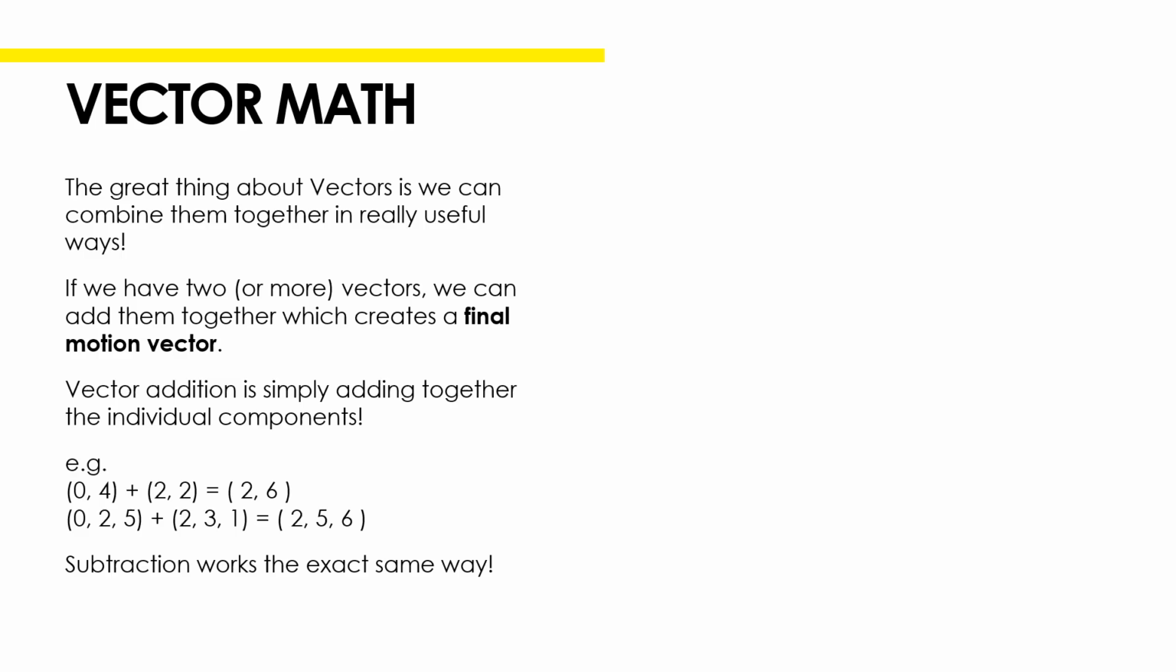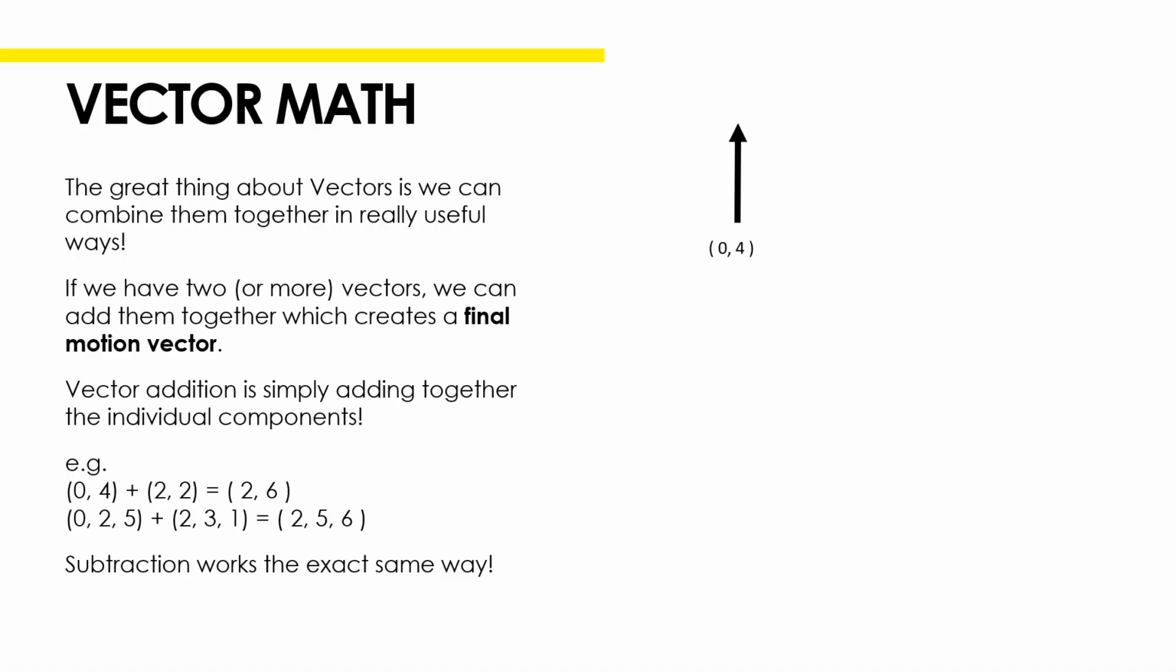The really handy thing about vectors is that we can combine them together in really useful ways. If we have 2, 3, 4, any number of vectors, we can add them together and this will create a final motion vector. This is really good when you have inputs from different directions or different sources and you need to work out what the overall force is. For vector addition, all we do is we add the individual components together. So if we want to add 0, 4 and 2, 2, this simply gives us 2, 6 because we add 0 plus 2 and 4 plus 2, which gives us 2 and 6. And once again, the exact same goes for 3 dimensions. We just add on another component and treat it the exact same way.